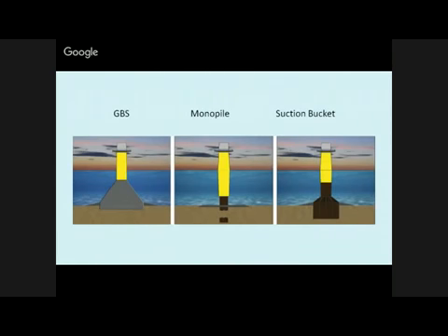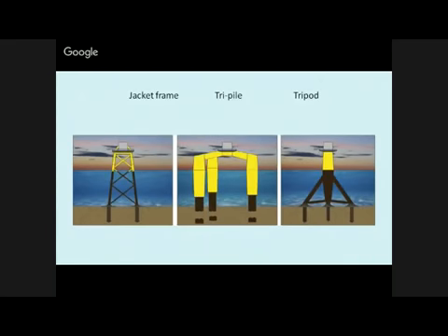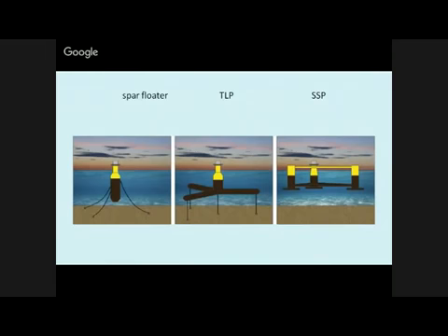Monopile is a well established technology, particularly used in offshore oil, and one can easily install it, and the same technology can be utilized for the case of wind towers. When the depth is high, one can use jacket frames, tripile, tripod. And if there is more depth, then floating type TLP, SSP designs, spar floaters.